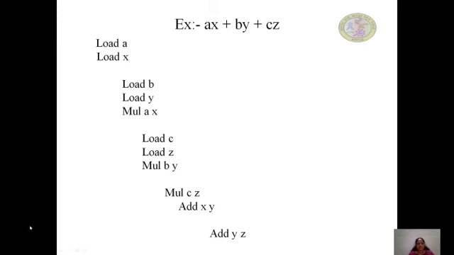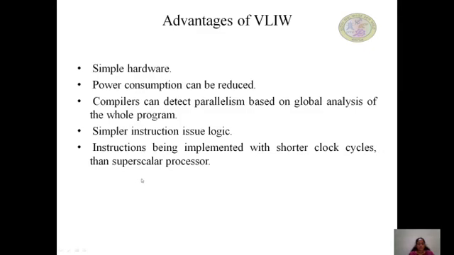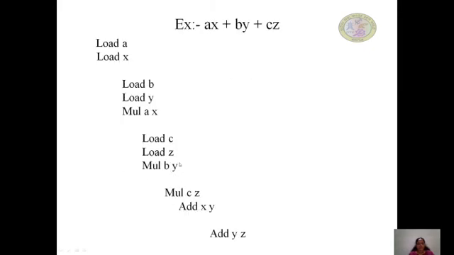Then in the third group, we're going to perform load C and load Z. At the same time, we can perform multiplication of B and Y, and the result will be stored in Y. So now, by the end of the third stage, we have the result of multiplication of AX stored in X, multiplication of B and Y stored in Y, and we have loaded C and Z.